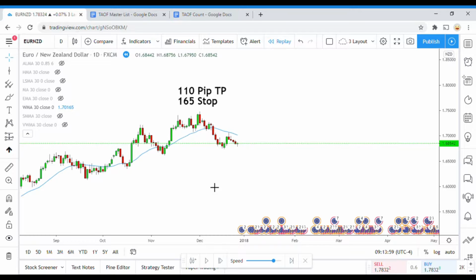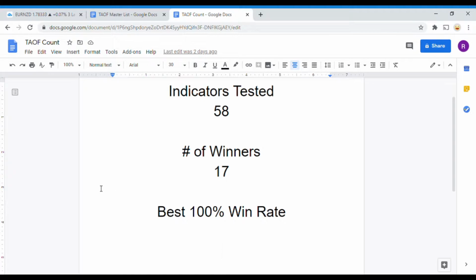Alright, as I said, today we will be testing the weighted moving average. But before we do, I wanted to put the indicator scoreboard up for everyone to see. So to date, we have tested 58 indicators, and out of those 58 indicators, 17 of them have been winners, which means that they have met or exceeded the 60% win-loss ratio threshold that we have set for them. The best one so far was able to achieve a 100% win rate.